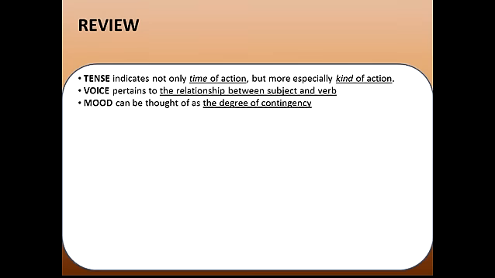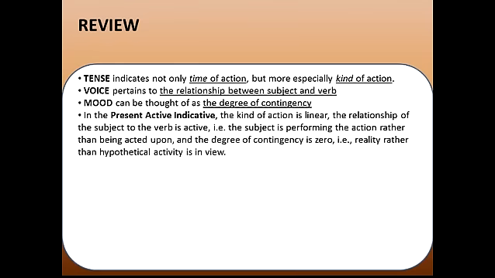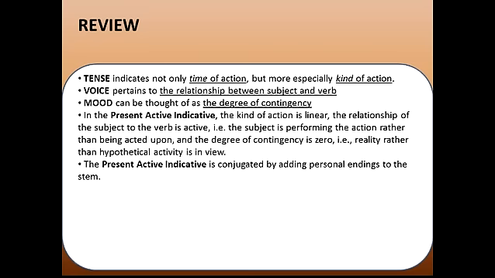Mood can be thought of as the degree of contingency, and we're going to concern ourselves with the indicative mood here in course 1, and there is zero contingency in the indicative mood. We're talking about things matter-of-factly. In the present active indicative, the kind of action is linear. The relationship of subject to verb is active. That is, the subject is performing the action rather than being acted upon. And the degree of contingency is zero. That is, reality rather than hypothetical activity is in view.